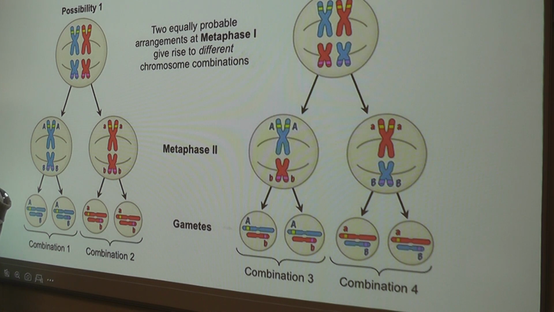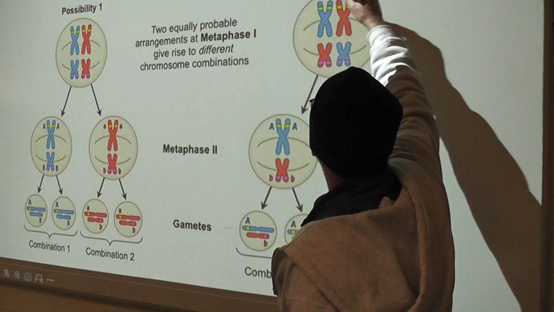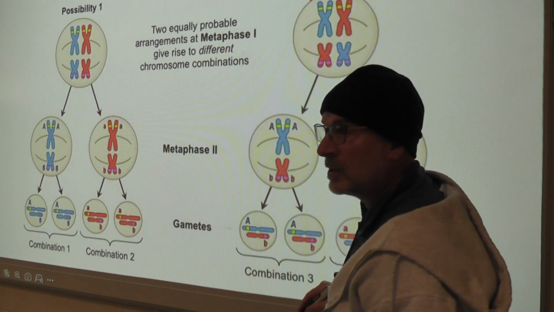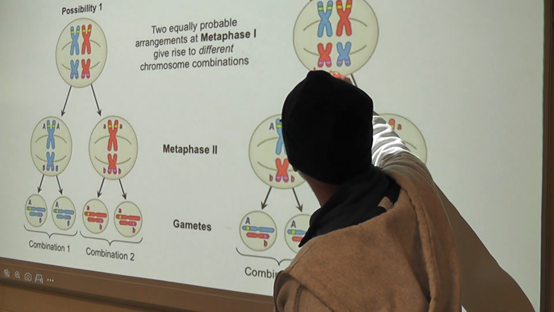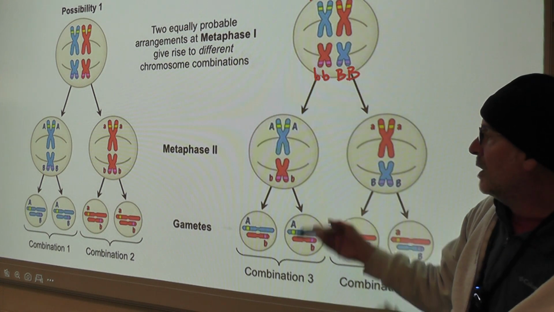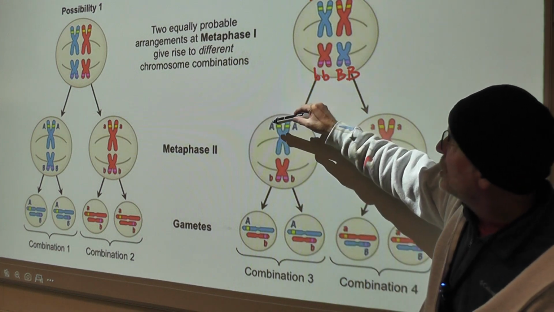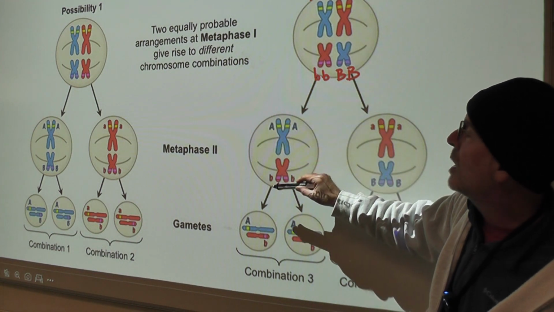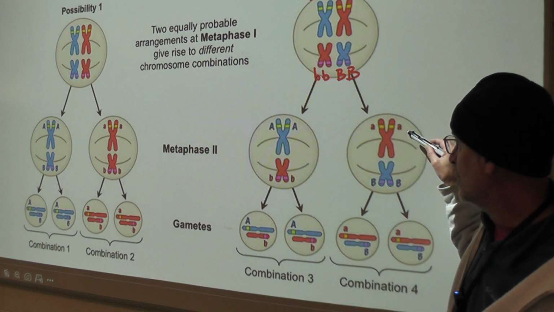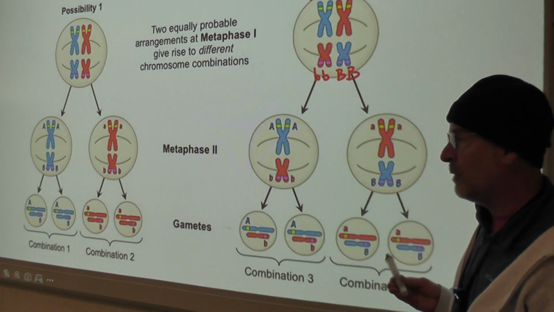The other half of the time, they line up the other way, where for our chromosome 1, we have the dominant alleles on the left and the recessive alleles on the right, but for chromosome 2, it's the other way. We have our dominant alleles on the right, the recessive on the left. That means our daughter cells for meiosis 1 are going to have dominant alleles for chromosome 1 and recessive alleles for chromosome 2, or the other way around, recessive alleles for chromosome 1 and dominant alleles for chromosome 2. That makes these gametes different.